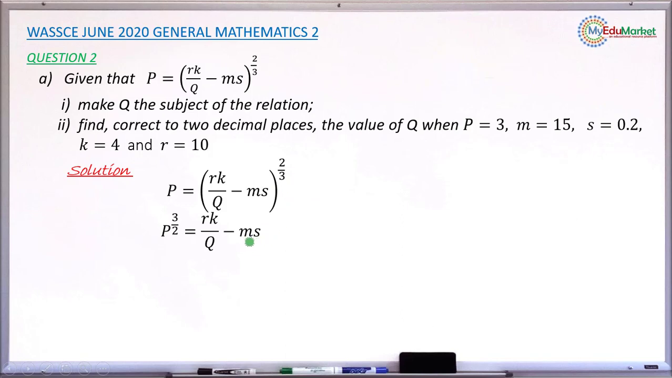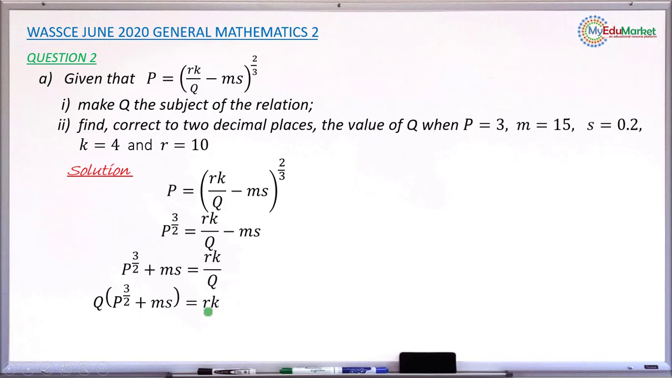Next, take this MS to the left-hand side. The minus MS becomes plus MS. So you now have P raised to the power of 3 over 2 plus MS equals RK all over Q. Next is to cross multiply. That is Q multiplied by P raised to the power of 3 over 2 plus MS, and RK multiplied by 1. So you now have Q into P raised to the power of 3 over 2 plus MS equals RK.